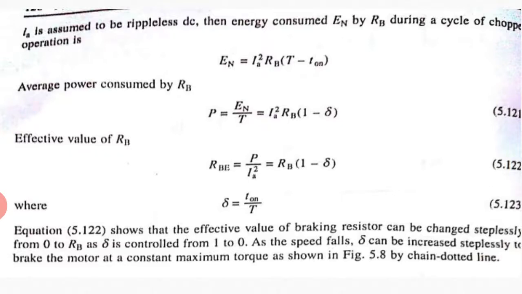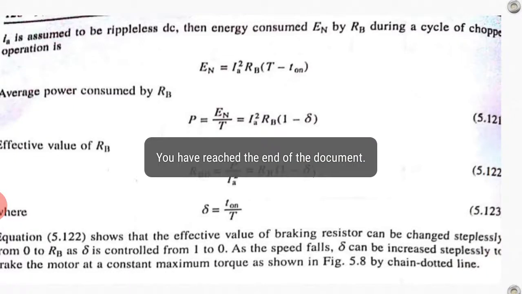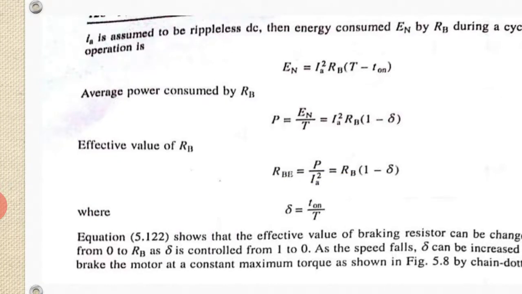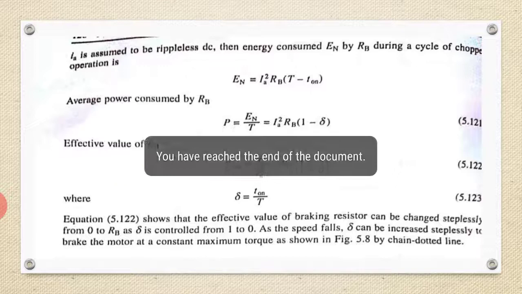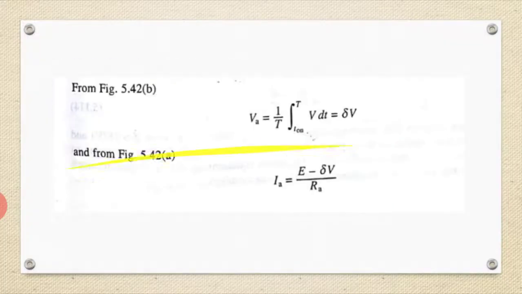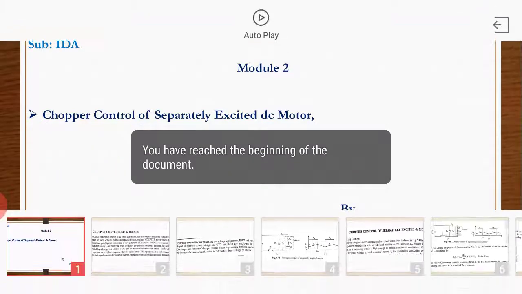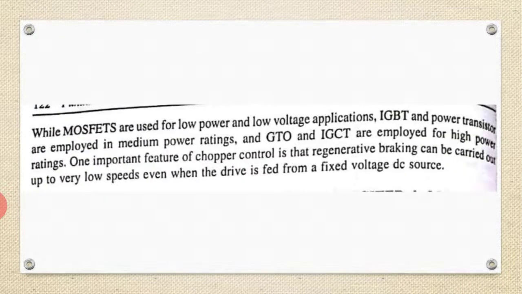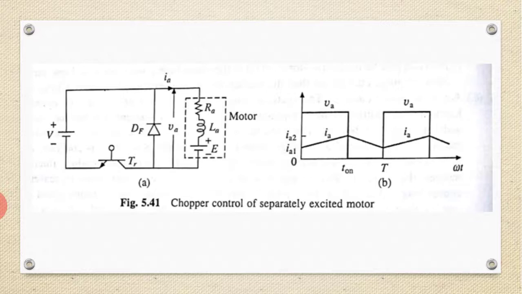Here I conclude this session. Let me go to the first slide and give an overview of the points. Today I have discussed the chopper control of separately excited DC motors. Under that, I discussed the motoring operation, called the class A chopper, first quadrant operation.